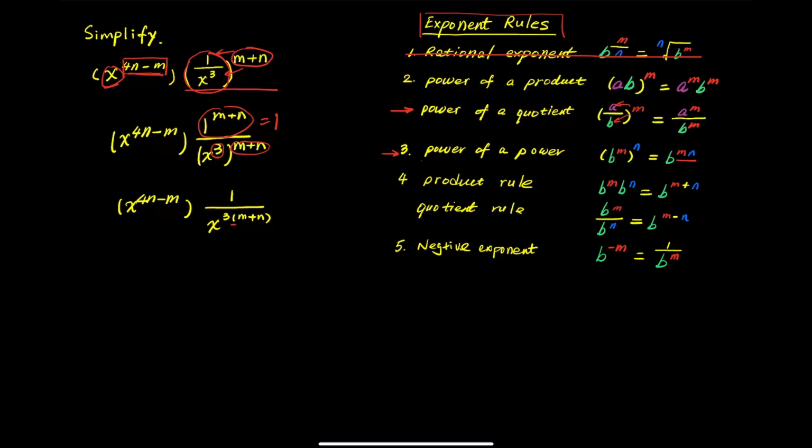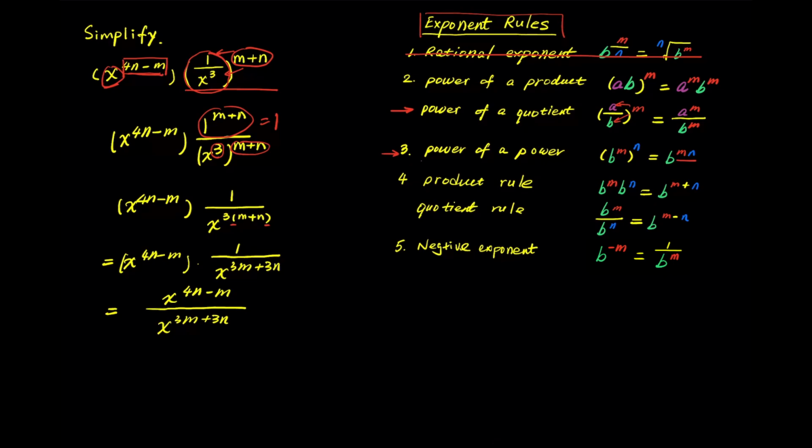Then we can expand this bracket. So we have x to the power of 4n minus m times 1 divided by x to the power of 3m plus 3n. We can further write it as x to the power of 4n minus m divided by x to the power of 3m plus 3n. Notice that now we have a quotient of two exponential expressions with the same base x. This is where the quotient rule comes into play.